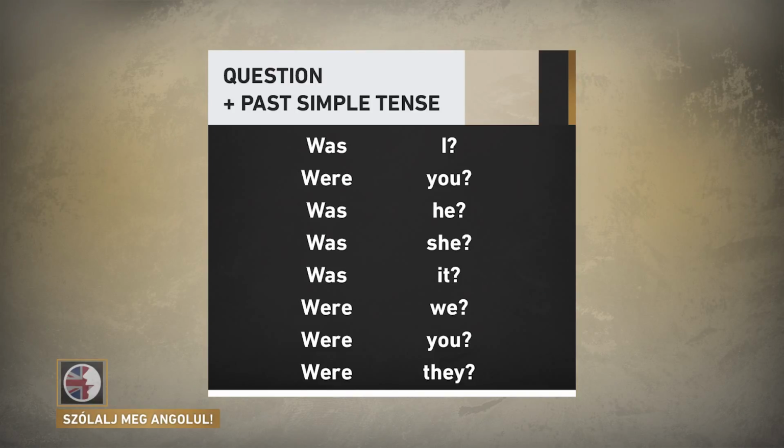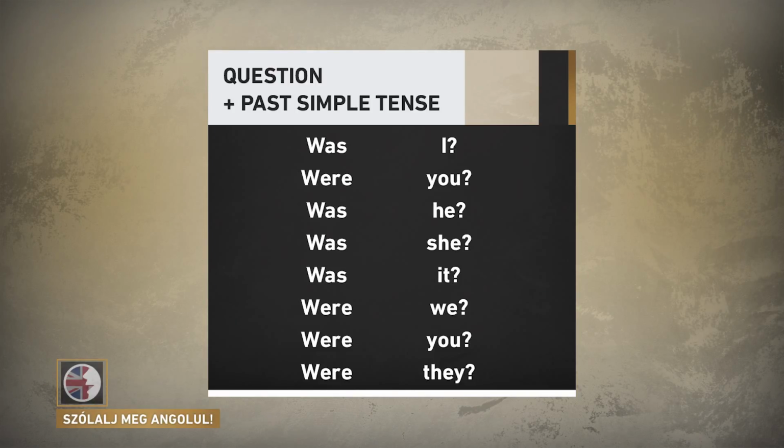Was I? Were you? Was he? Was she? Was it? Were we? Were you? Were they?